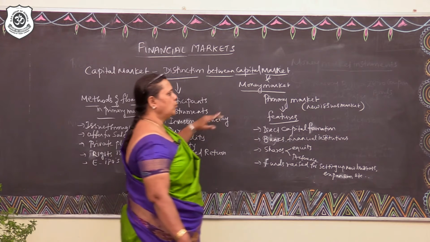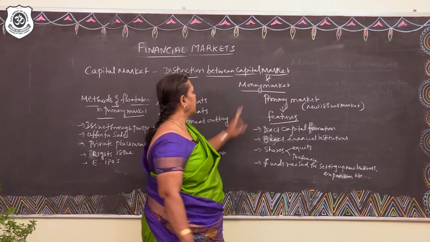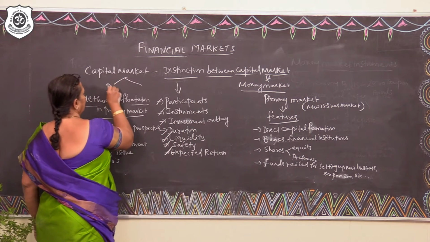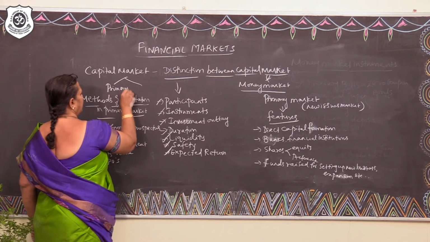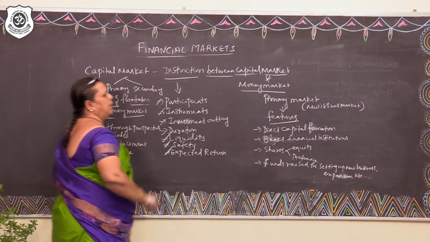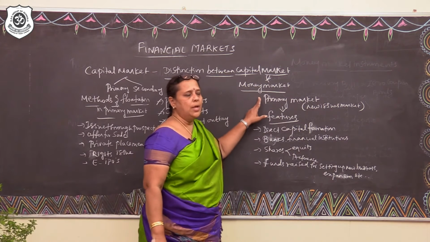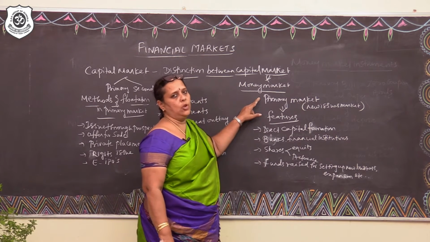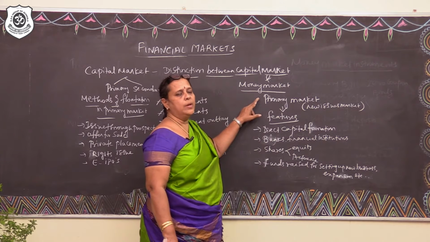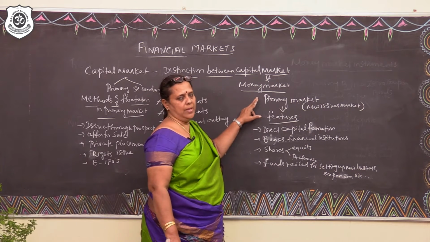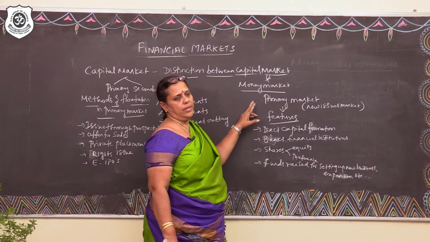Now, moving on to the classification of capital market into two, primary market and secondary market. Primary market is otherwise called the new issues market. This is a market for first time sale of securities. Please remember, in a primary market, only sale of securities takes place. There is no buying and selling of securities. It is only sale of securities.